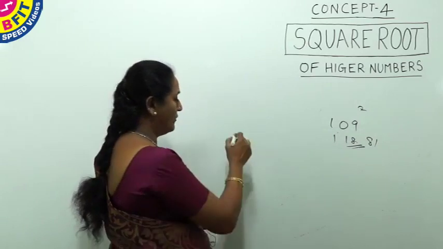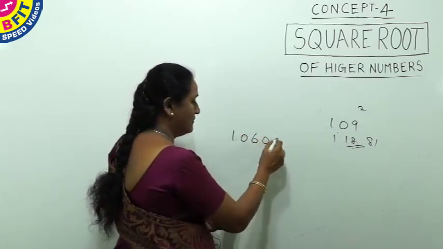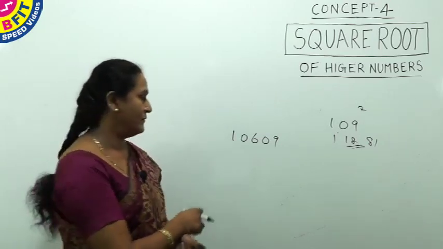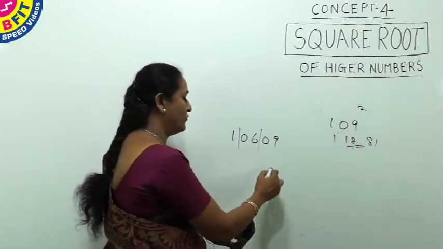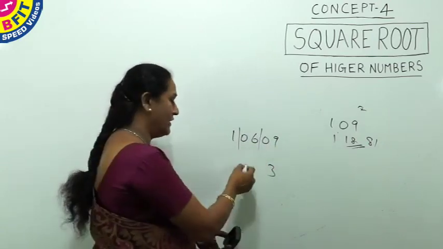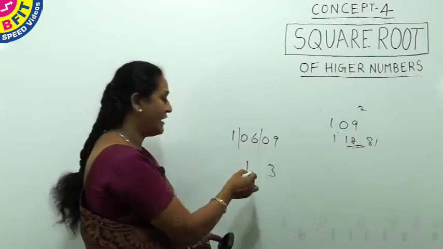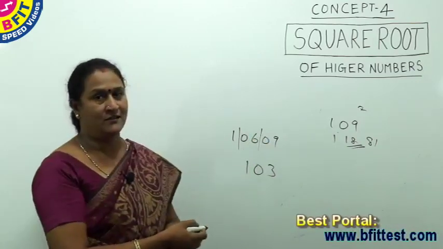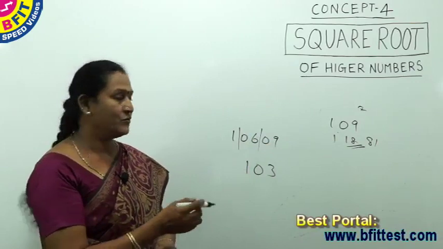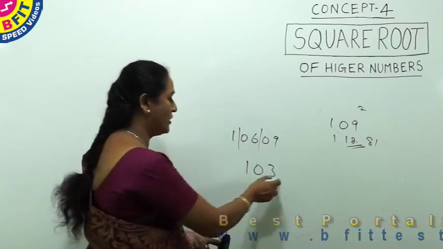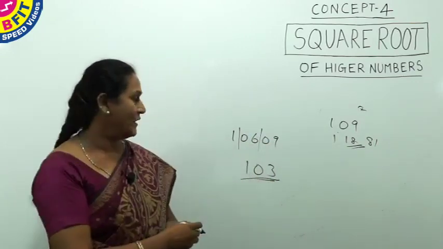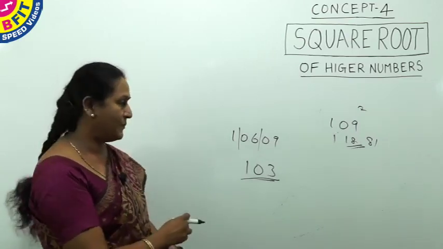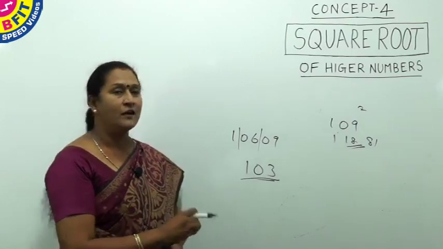In an exam, one question was asked like this: the square root of this number was asked. What is the square root now? After grouping the numbers, the root of 9 is 3, the root of 1 is 1, and twice the product is 6. So just seeing the question, seeing the number, we can find the answer. Choose the answer from the options. So 103 is the square root of 10609. Now we'll see a few examples of how to find square roots for higher numbers.